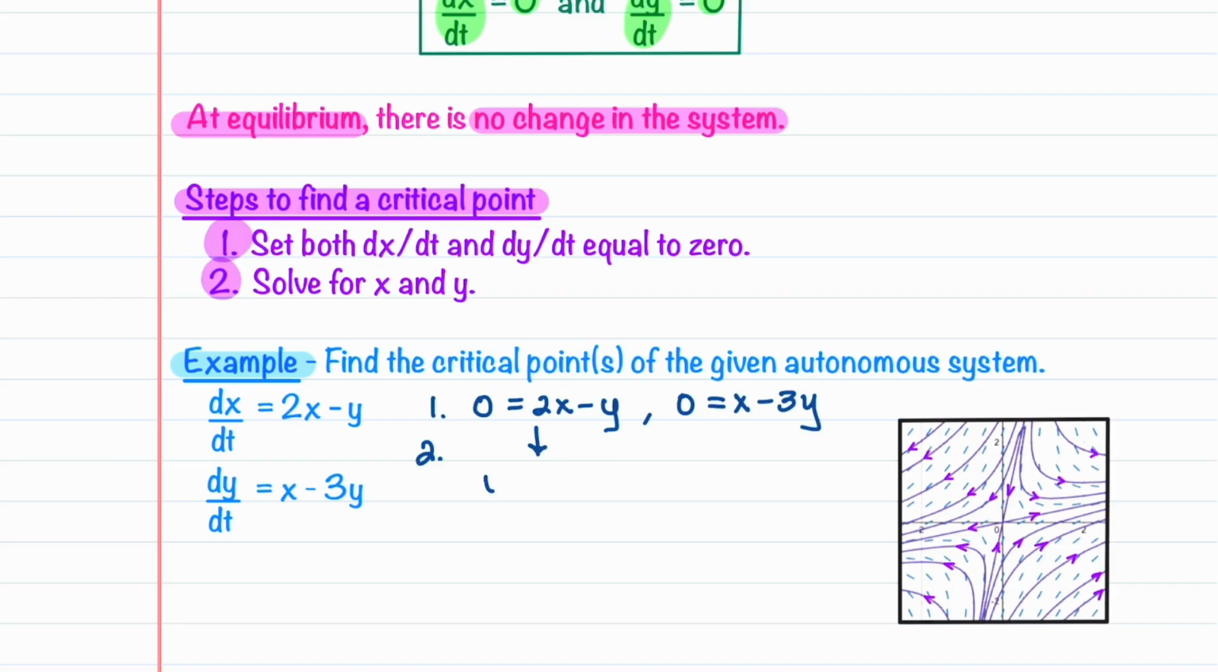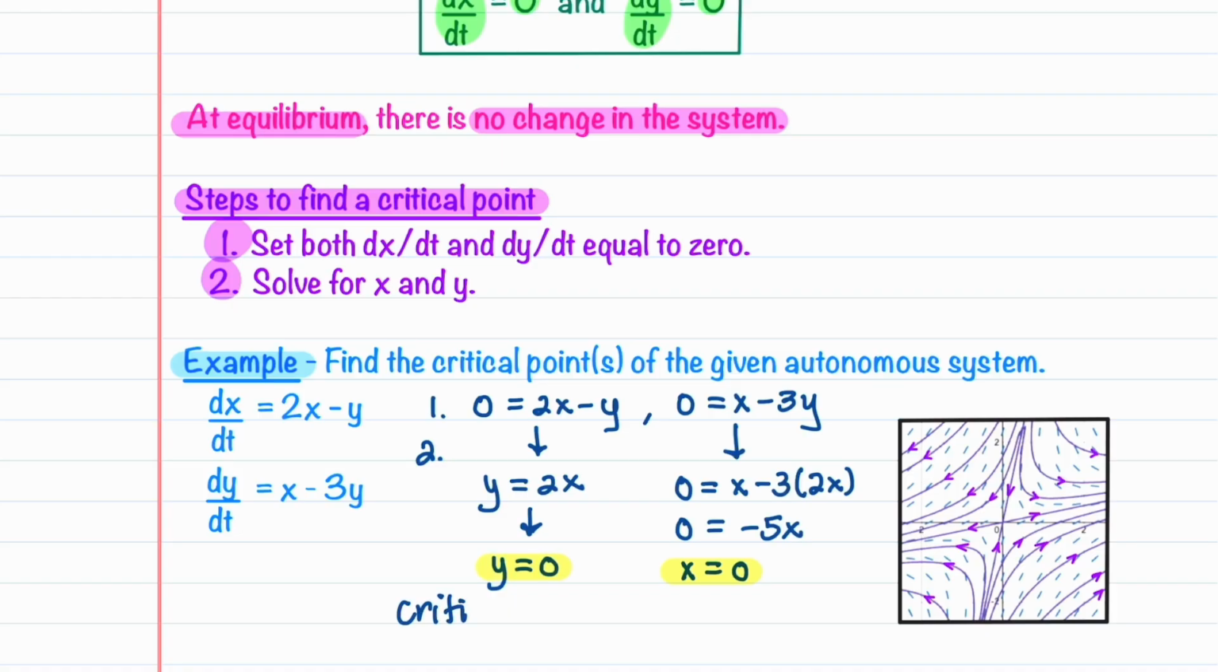This equation gives us y is equal to 2x, and then we can substitute that into our equation here on the right. This gives us 0 is equal to x minus 3 times 2x. This means that 0 is equal to minus 5x. This gives us x is equal to 0. If we come back over here to the left and plug in x is equal to 0, we get y is also equal to 0. This means that our critical point is equal to (0, 0).